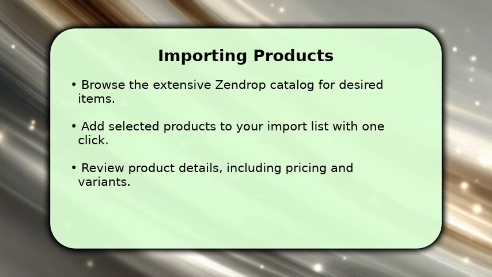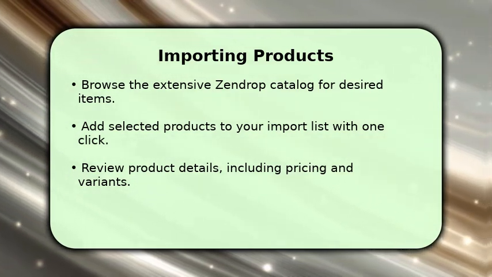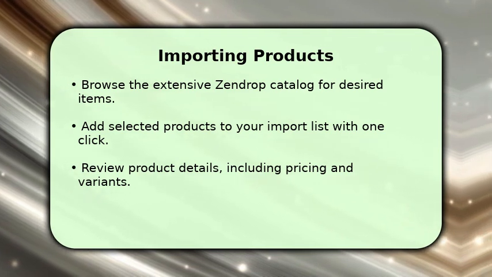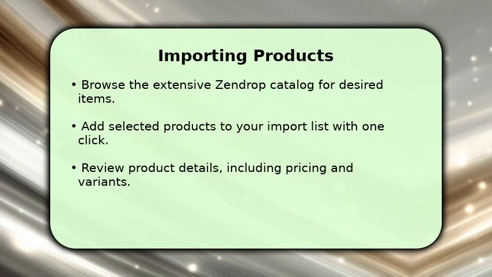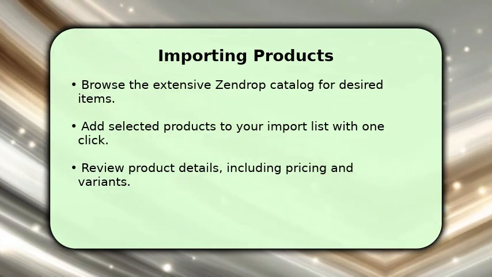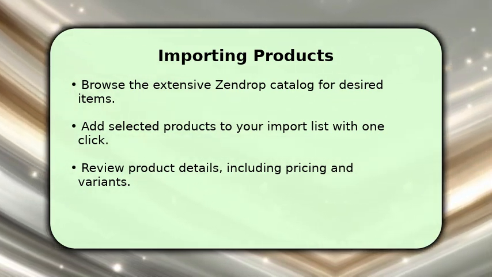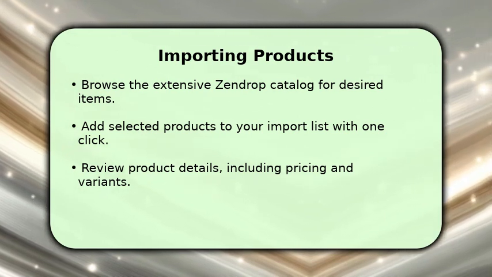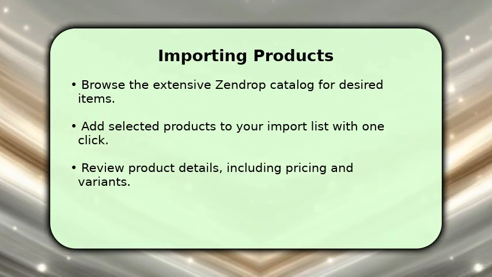Now that your accounts are linked, it is time to import products. Explore the vast Zendrop catalog to find items that align with your store's niche. With a single click, add your chosen products to your import list. Take a moment to review all product details, including pricing, descriptions, and available variants. Once satisfied, push these products directly to your Shopify store.